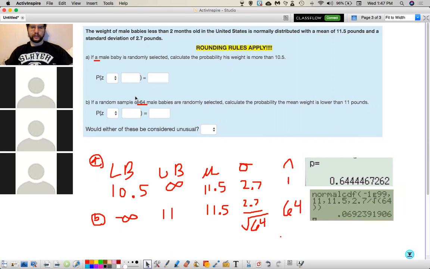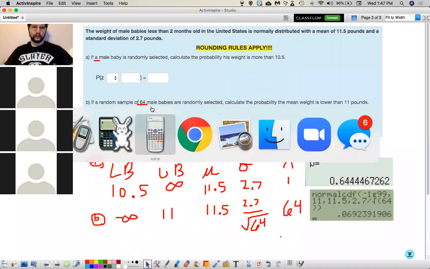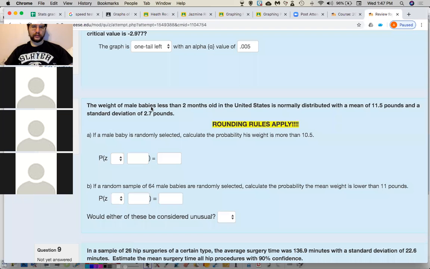So let's go ahead and fill in these blanks. I'll put 3 decimal places for now. I'll see what they say in a minute. Third time's charm.